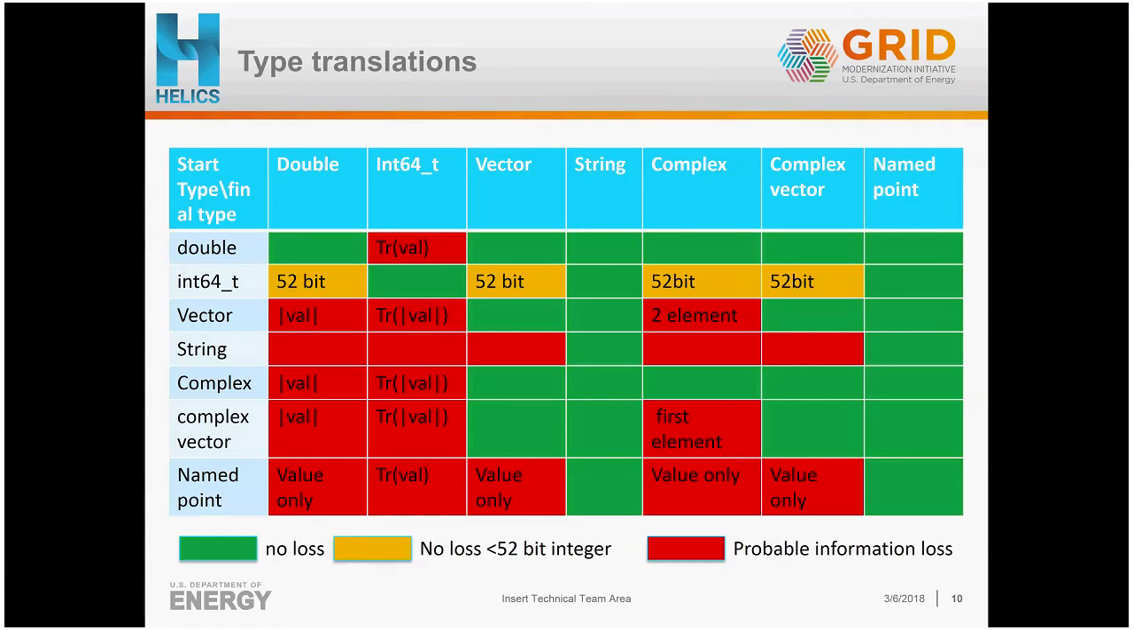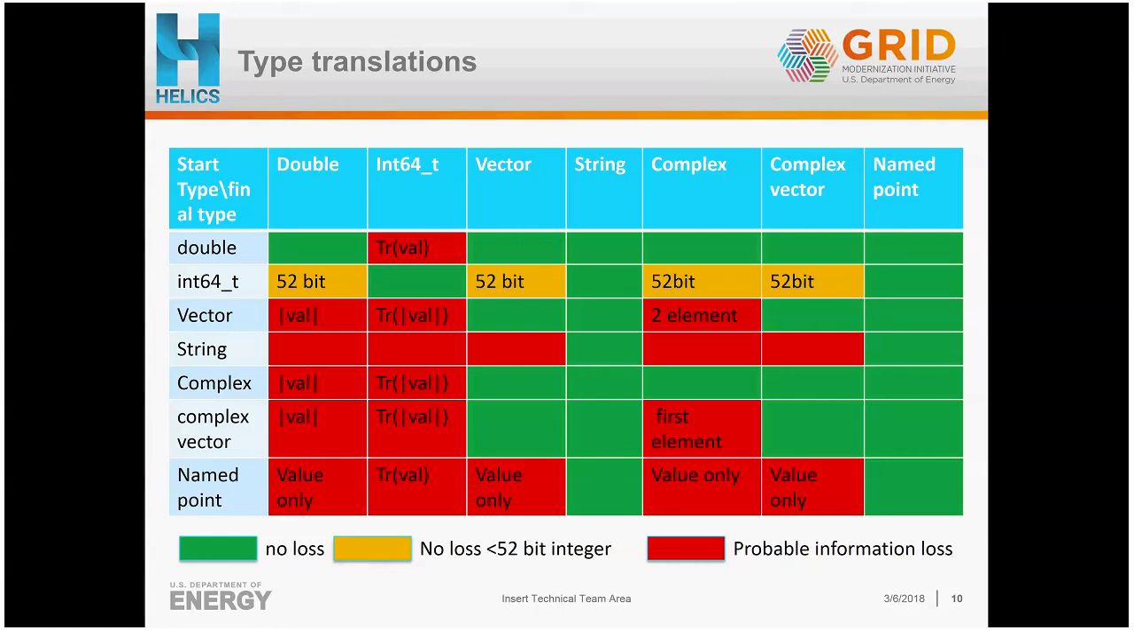The ones in green here are basically you can do a round-trip transfer between them. So if you start with a double, it gets translated to a vector in the middle. Then it is interpreted as a double on the other side. That represents no loss of information. So all the ones in the green here, you can translate to and from the column on the left here. So if you start with a double, that gets translated to doubles, vectors, strings, complex numbers, a complex vector, and a named point. And then on the other side, you can get that value out as a double with no loss of information.